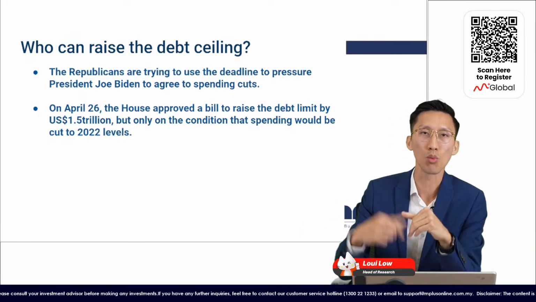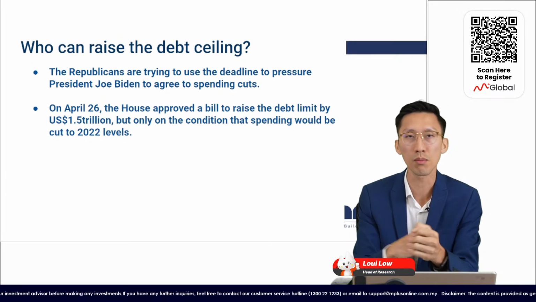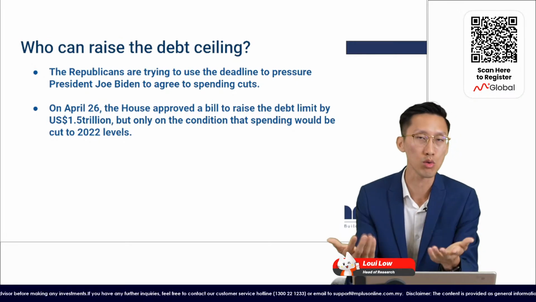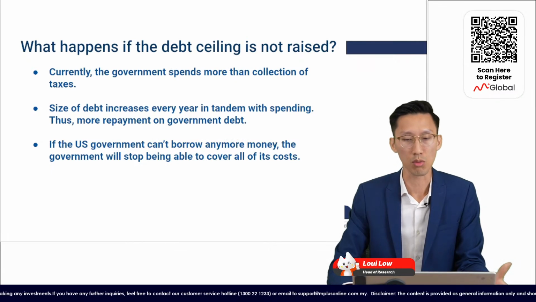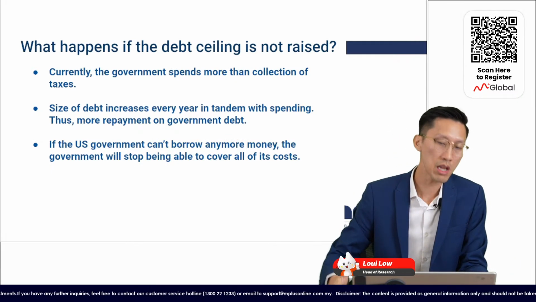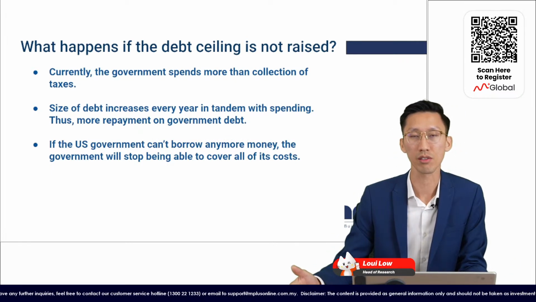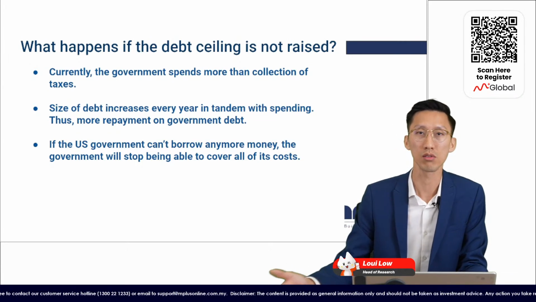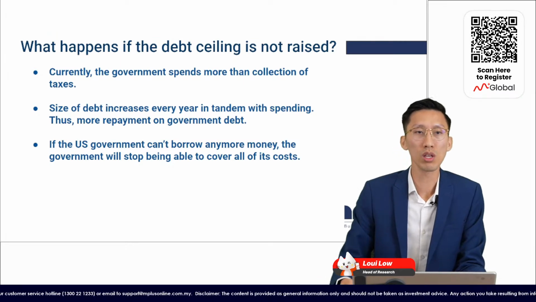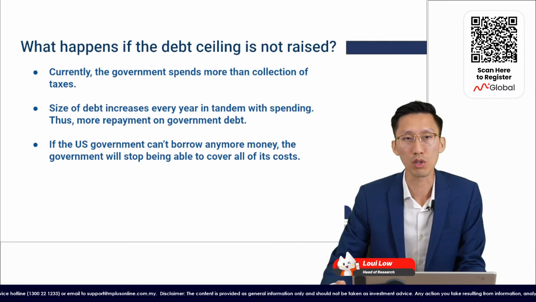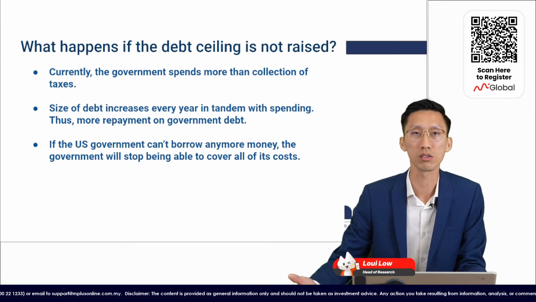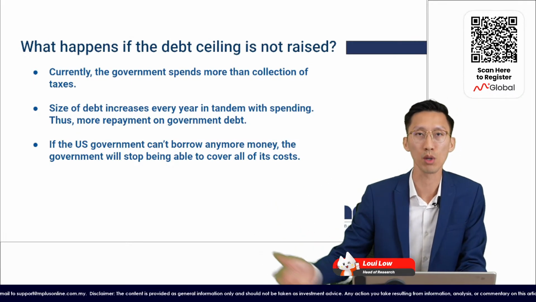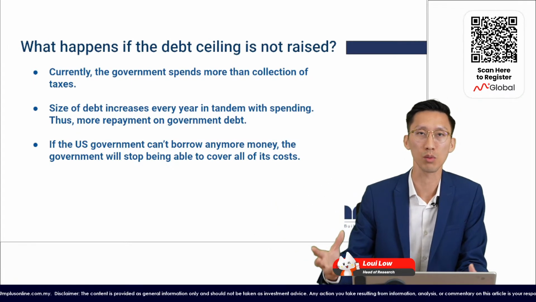So that is why right now it is considered a stalemate, and it might not be able to go through today. So let's see what's going to happen. Currently the government spends more than the collection of taxes, and therefore the size of debt increases every year in tandem with spending. Do you agree on this? Because only when you want to spend, you get more debt, then you spend more, get more debt and spend more. That is the whole cycle of economic activities.